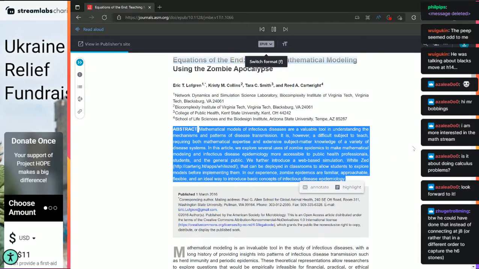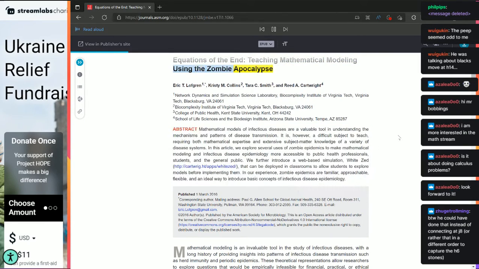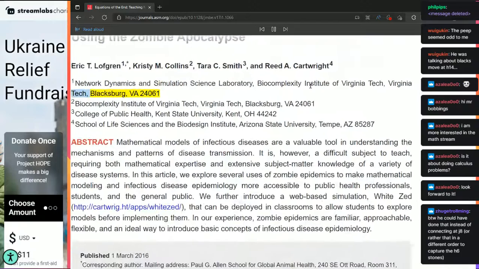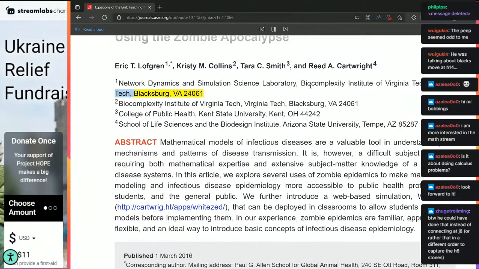Equations of the End, Teaching Mathematical Modeling Using the Zombie Apocalypse. Eric T. Lofgren, Christy M. Collins, Tara C. Smith, and Reed A. Cartwright. Network Dynamics and Simulation Science Laboratory, Biocomplexity Institute of Virginia Tech, Blacksburg, Virginia, 24061.